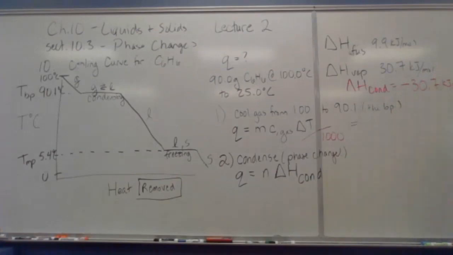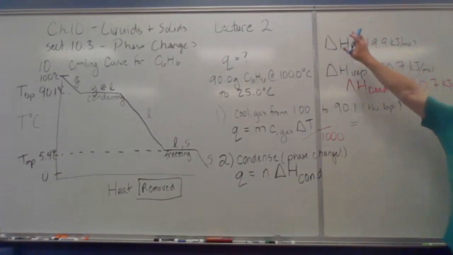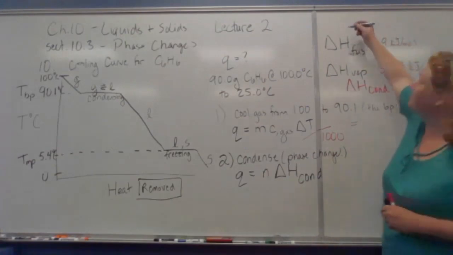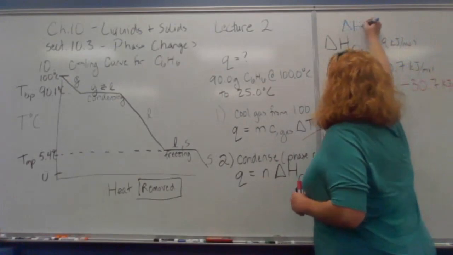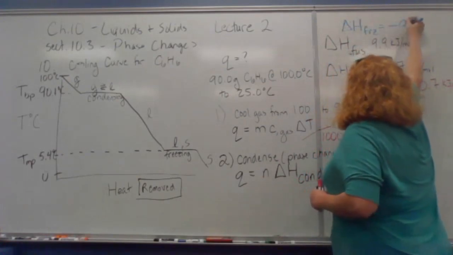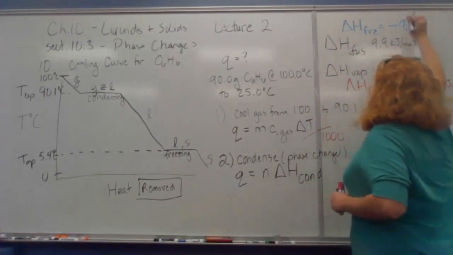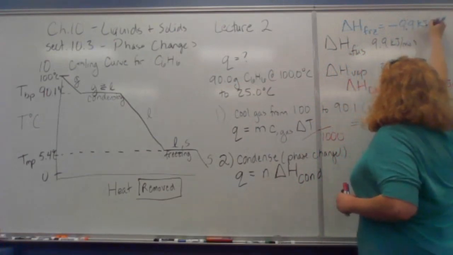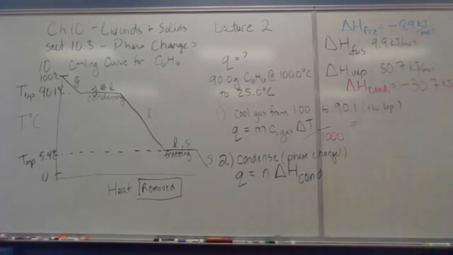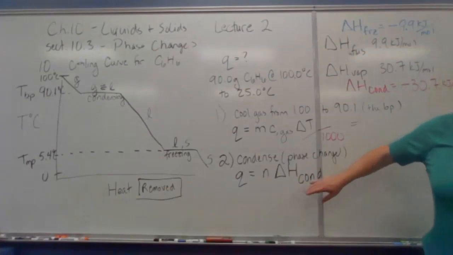Right? This is not part of this problem, but just to have in your notes, what would be delta H of freezing if you had to use that? Negative 9.9. Excellent, Malachi. Okay, good. So that's how you'll get that.